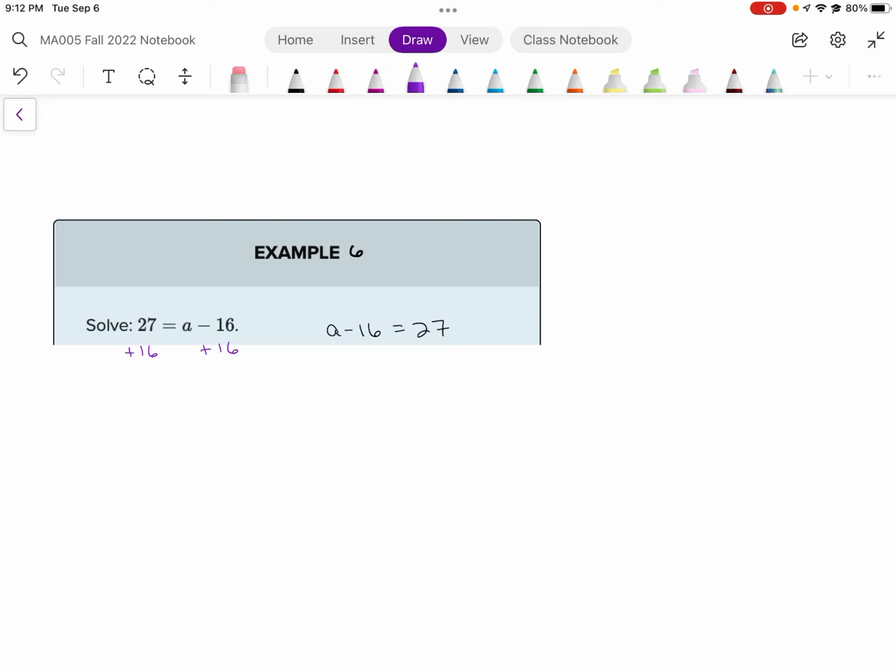So I'm going to add 16 to both sides so that I can get that a by itself, and the 16 is going to subtract out to make 0. 27 plus 16 is 43, and that equals a, because all that's left on the right side is that a right there.